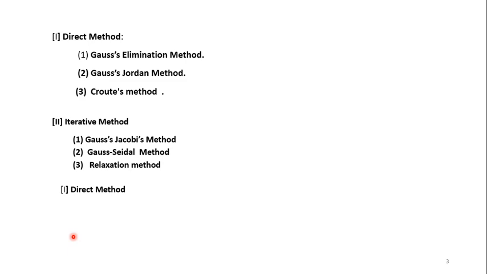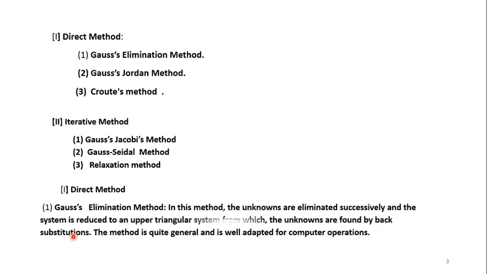First of all, we start with the direct methods. First is the Gauss elimination method. In this method, the unknowns are eliminated successively and the system is reduced to an upper triangular system, from which the unknowns are found by back substitution. So the method is quite general and is well adapted for computer operations.